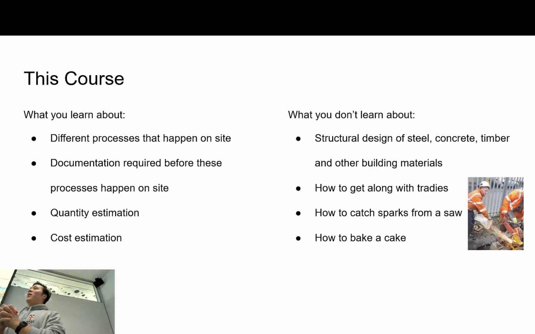Okay, so what are you actually going to learn about in this course? You'll learn about the different processes that happen on site. So how to actually build things from the ground up. You'll learn about the documentation as well. And you'll also do a little bit of quantity estimation and cost estimation. But that's mostly just calculations. If you can multiply things together and add them together, you'll be good, okay? What you actually don't learn about is any of the structural design. So if you don't like doing complicated calculations, you won't have to do that in this course. The most difficult thing is like you're multiplying numbers together, finding an area of a rectangle, finding volumes, things like that, okay? You also won't learn how to get along with tradies, so you will need to learn that on site.